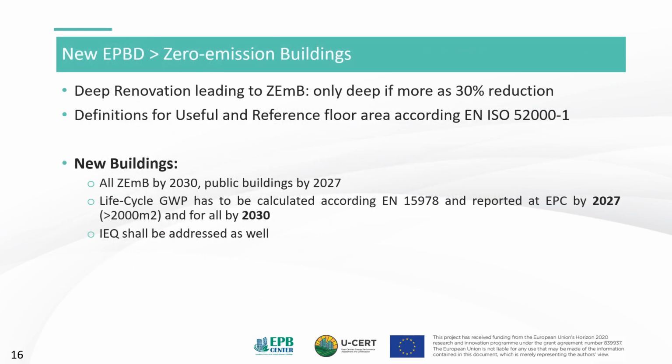Requirements in the new EPBD on zero emission buildings: for new buildings, all buildings have to be zero emission by 2030. For public buildings, even earlier, by 2027. And life cycle global warming potential has to be calculated also by 2027 for buildings bigger than 2000 square meters and for all buildings by 2030. And the indoor environmental quality indicator shall be in the energy performance certificate as well.